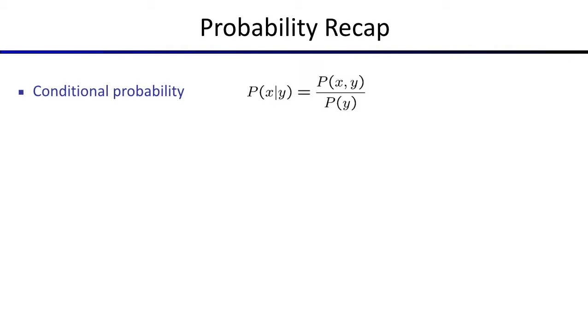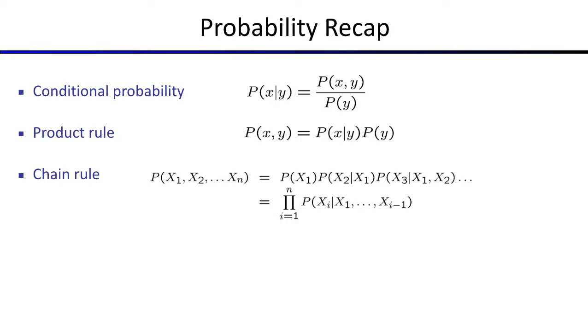We define conditional probability in the following way. We take our joint and we divide it by y. We can run this in reverse, and that gives us what's called the product rule, where I multiply a conditional distribution by a marginal distribution, and I get a joint distribution. We can also extend this to the chain rule, which allows us to decompose a big joint into a product of a bunch of conditional distributions.